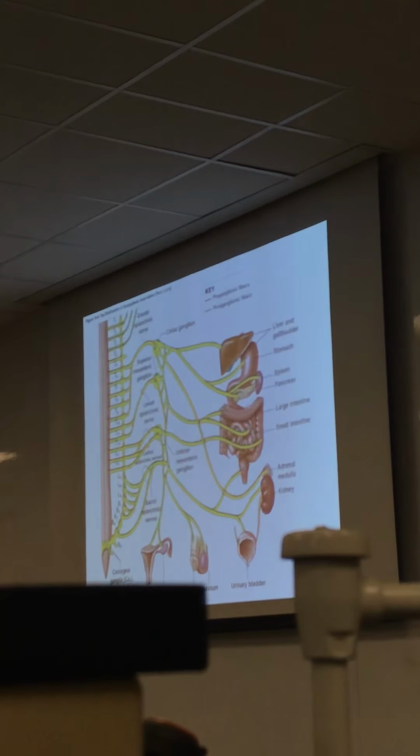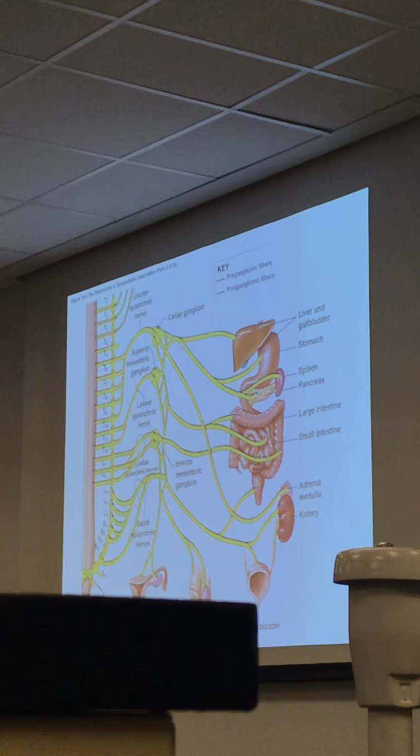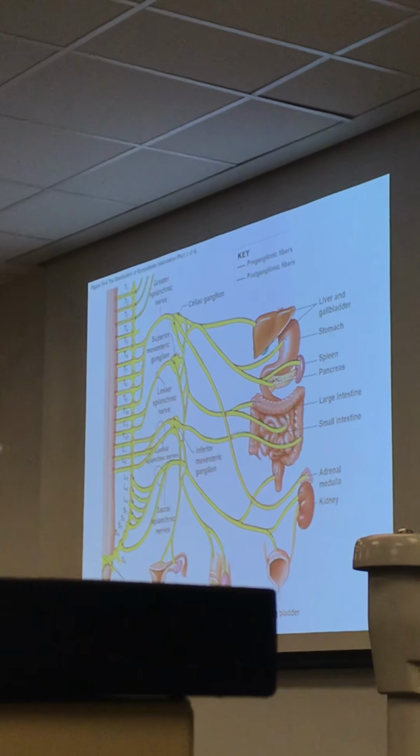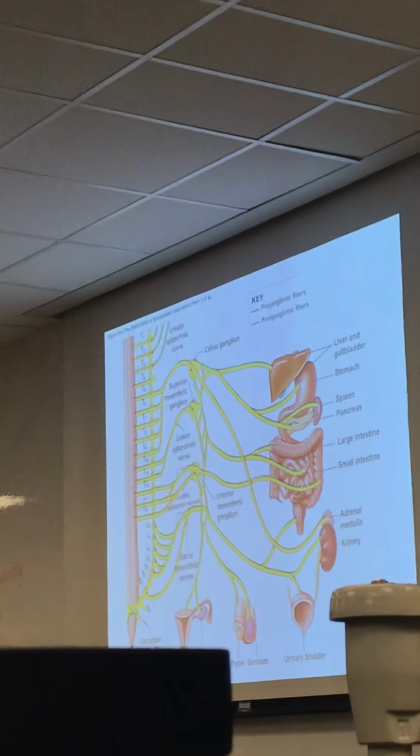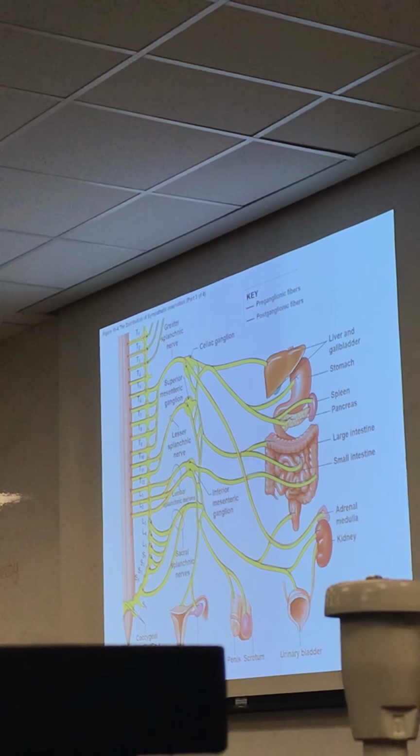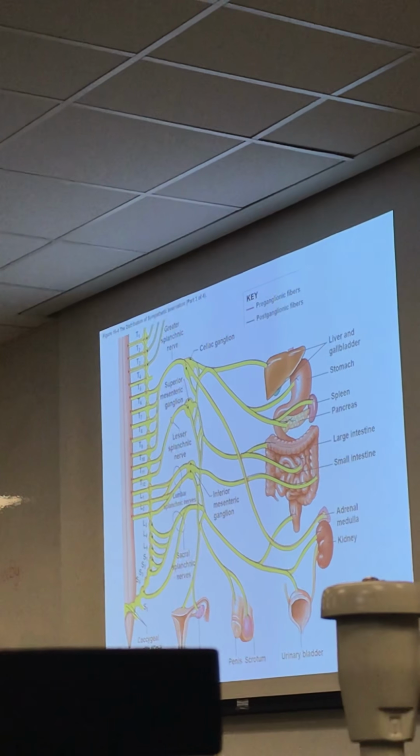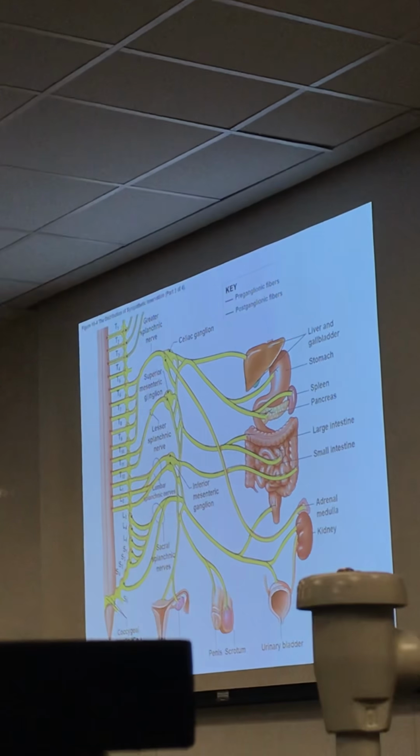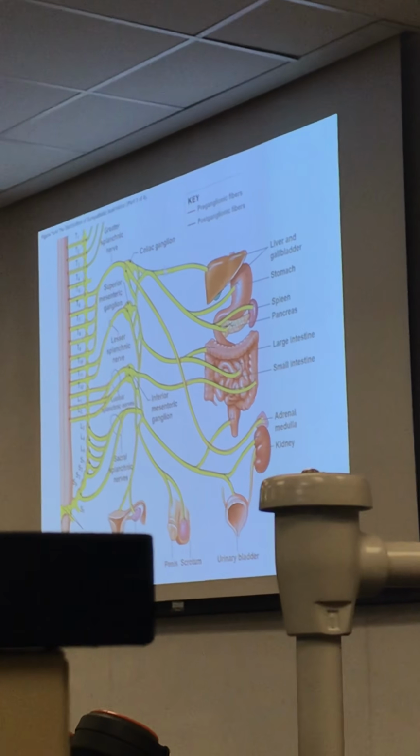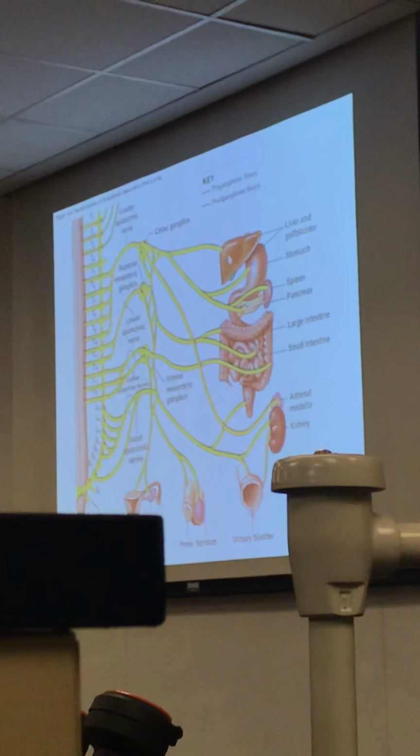In the celiac ganglion, you can see the greater splanchnic nerve coming in, and the postganglionic fibers move mainly to the liver. So again, the question that can come from here is, which organ do the postganglionic fibers coming out from the celiac ganglion innervate? The postganglionic fibers coming out from the celiac ganglion innervate the liver.